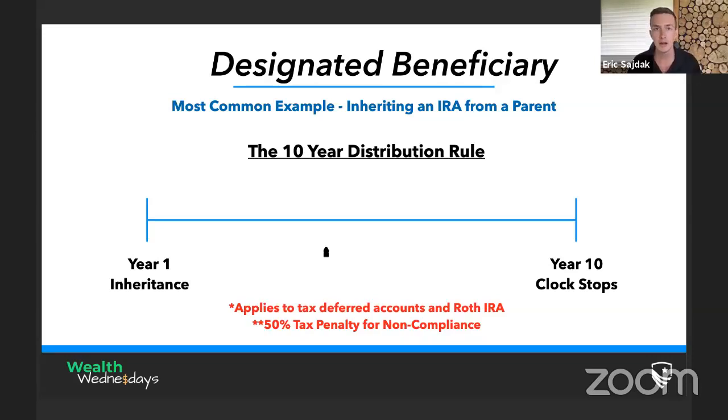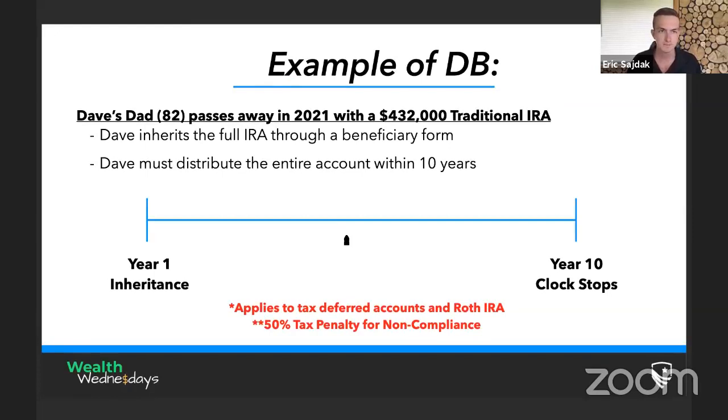So if you inherit an IRA, let's say it's a $200,000 IRA, and you just don't take any of that money out, and 10 years lapses, you miscalculated, maybe you were planning on taking it all out in the 11th year. Well, guess what? You have a 50% penalty. So in that example, with a $200,000 account, you would owe $100,000 as a penalty. Okay, so let's go through an example.